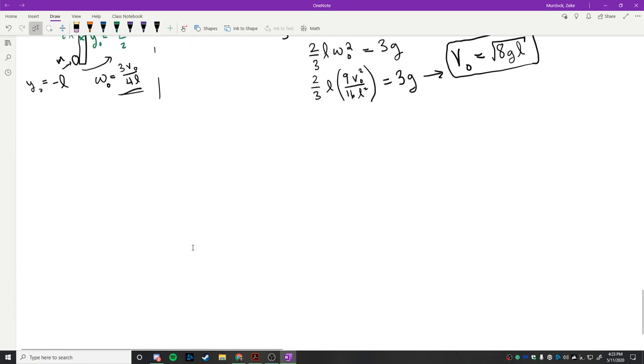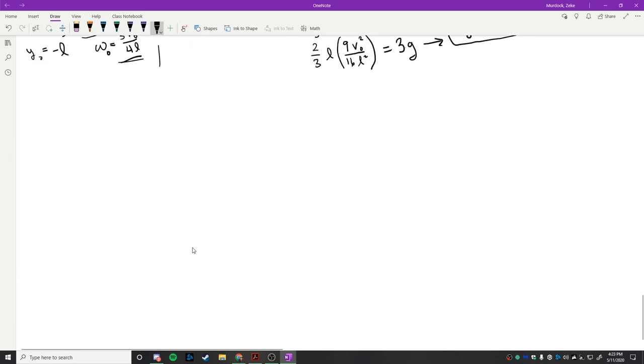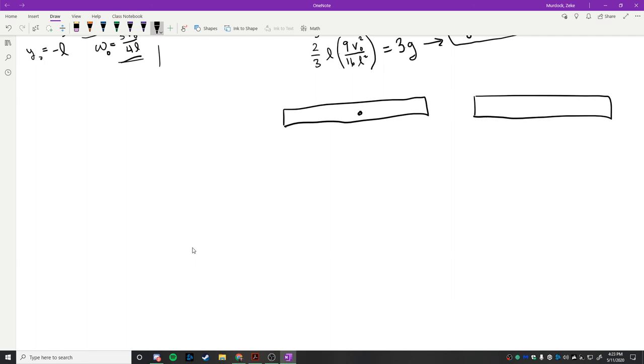One way to memorize that, or to remember it, is this: you've got two systems. You've either got a rod that's rotating about its center, or a rod that's rotating about its end. Now, what does your intuition tell you? Which one of these should have the larger amount of inertia?